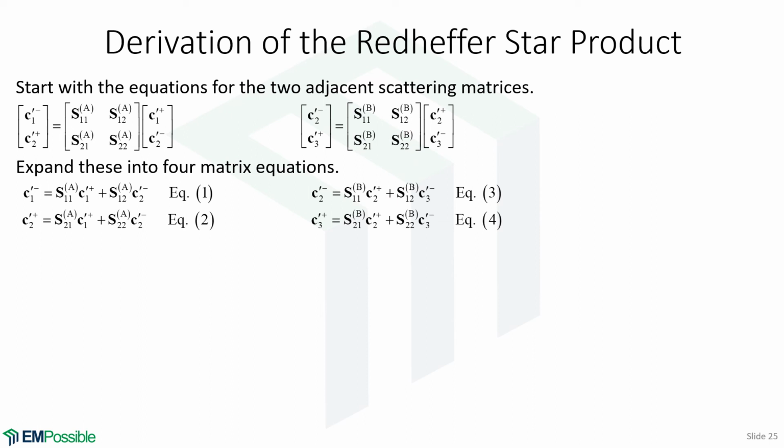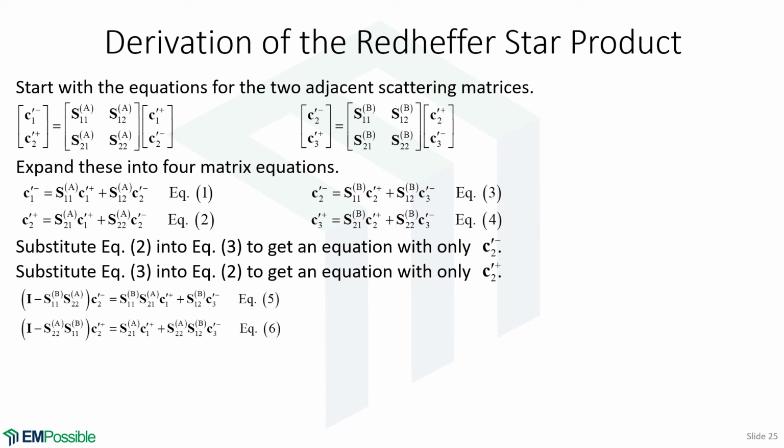Now we'll focus our attention on equations 2 and 3. Remember, our overall goal here is one scattering matrix equation that does not contain any C sub 2's. Equations 2 and 3 each contain C2 plus and C2 minus. But if I substitute equation 2 into equation 3, I can eliminate C2 plus and have an equation that only has C2 minus. Likewise, I can substitute equation 3 into equation 2 to eliminate C2 minus and get an equation that only has C2 plus. I've done that, and here are the two equations that we have.